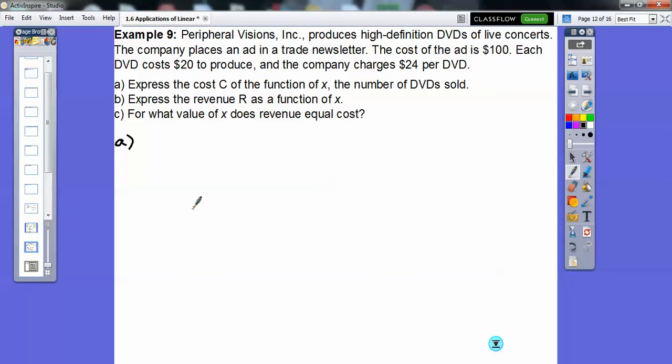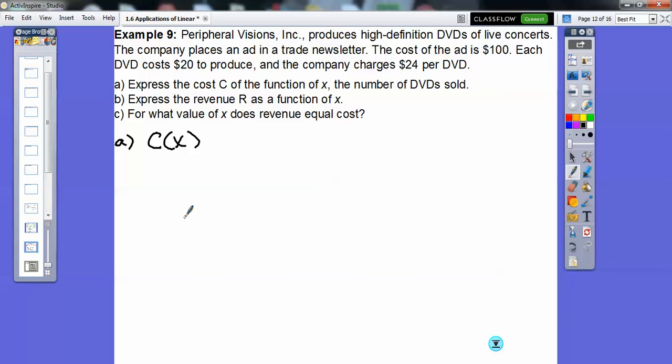Express the cost as a function of x, the number of DVDs sold. Okay, we're trying to write out a cost equation. I'm going to use function notation here. So cost as a function of x, that's like C of x. Our cost is our y value, x is the number of DVDs. These are going to be linear equations, because that's all we know how to work with yet. So a linear equation, y equals mx plus b. m is your slope, that's your repeated cost. b is your y-intercept, your one-time cost.